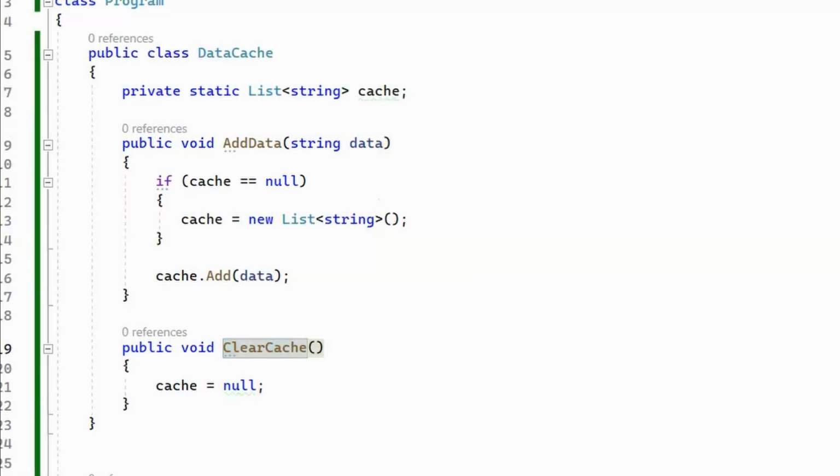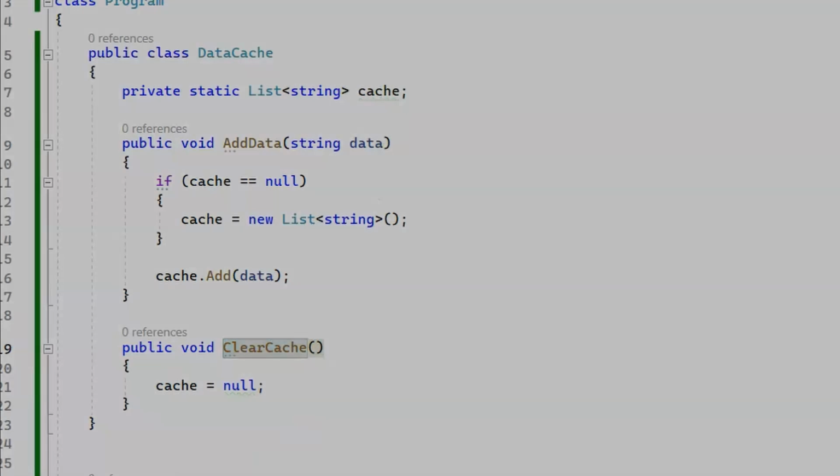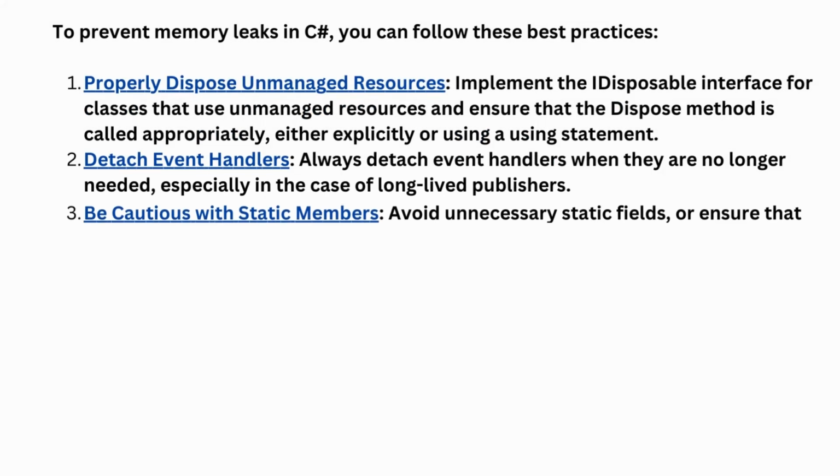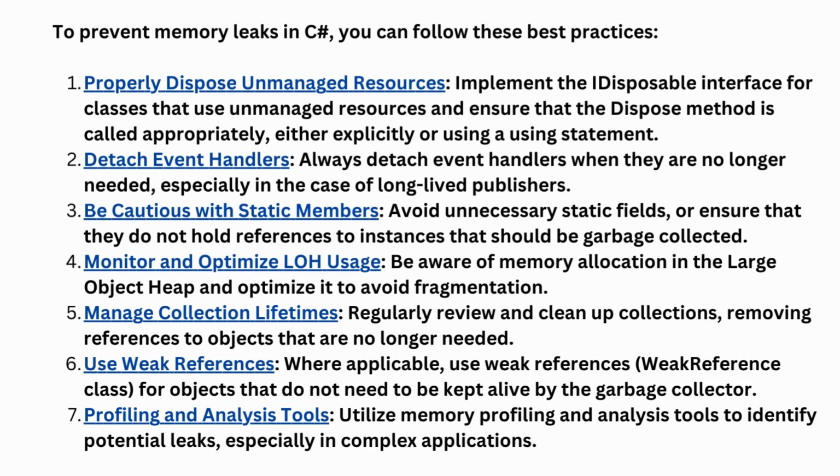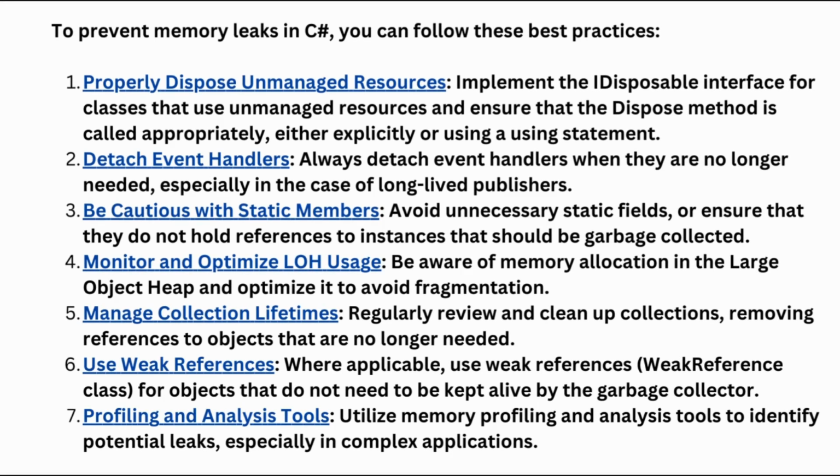These are all the code snippets that I wanted to show you today. So let's quickly recap how to prevent memory leaks in C#. You should always properly dispose of unmanaged resources. You should detach event handlers. Be cautious with the static members. Monitor and optimize the large object heap. Manage collection lifetimes. Use weak references.